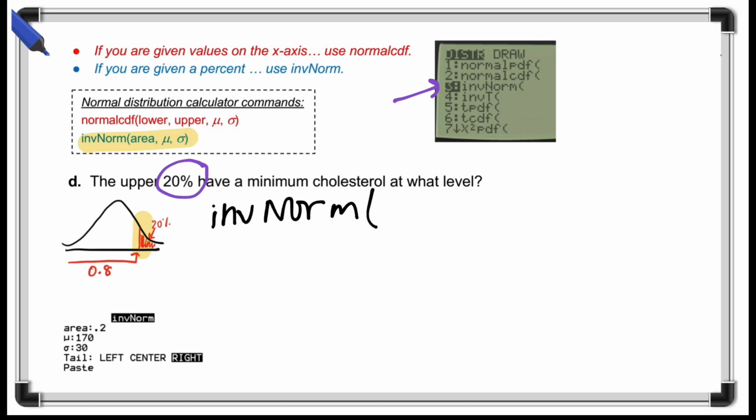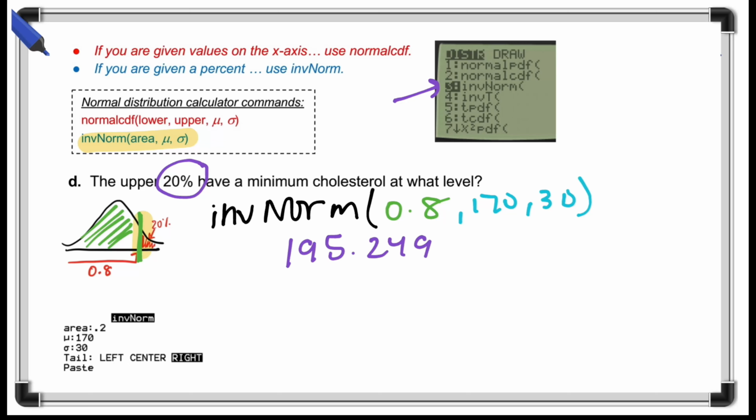So the area that we're looking at is this entire area right here. When I look at that area, which is 0.8, because I'm looking at the upper 20%, that value that I found is going to give me the information at that upper 20% level that I am looking at. So I'm going to take that 0.8, and then again, I'm going to put that same information, the 170 and the 30, when I'm doing the inverse norm. So the answer that I would get would be 195.249.